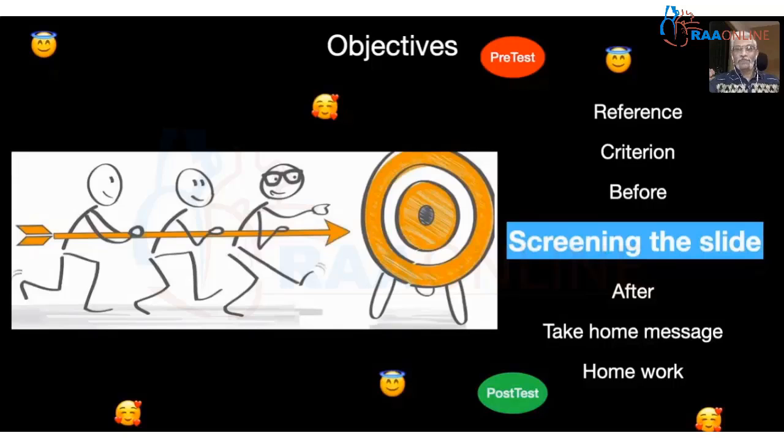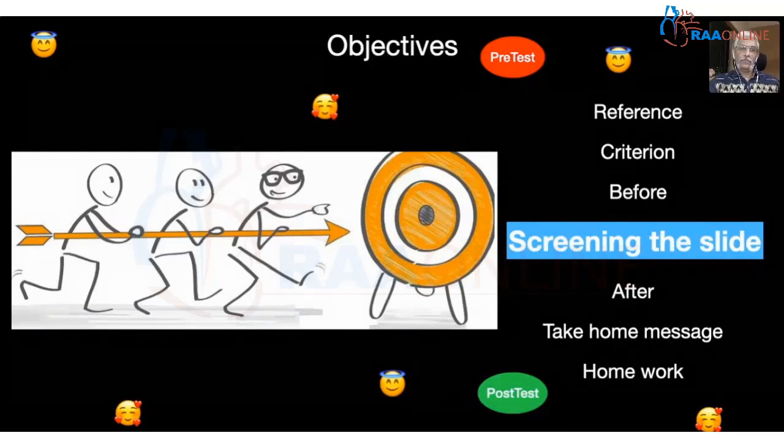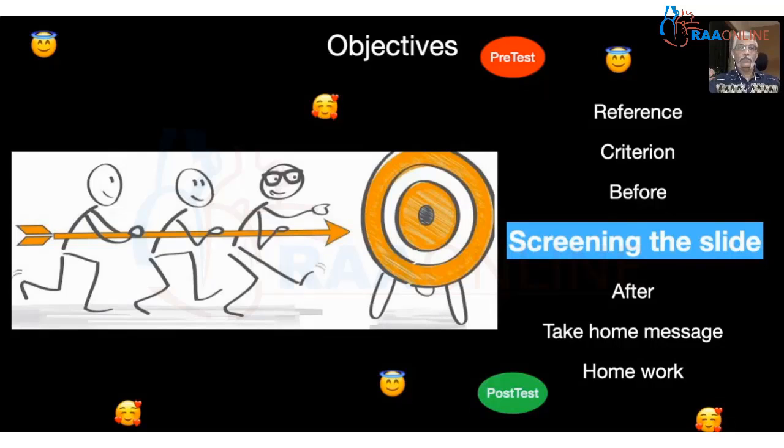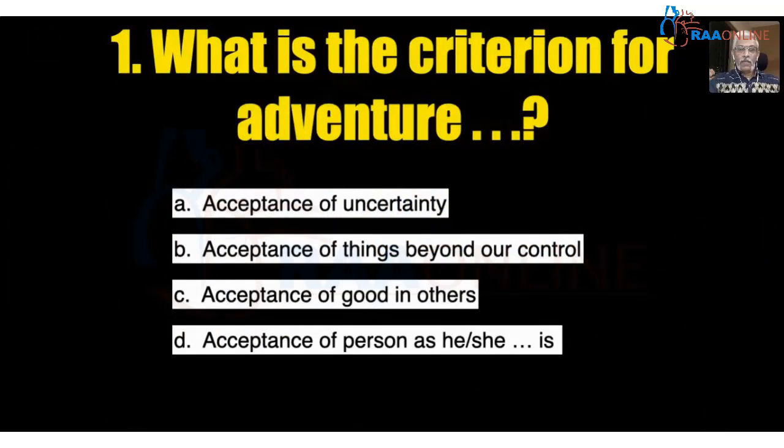Poll. Okay, so we'll now start with the polls before we start with the presentation. You can see the questions on your screen right now, and please type in your answers. I'm sure you can see the questions. The first question is, what is the criterion for acceptance? Can they hear me? Yes, sir, they can hear you.